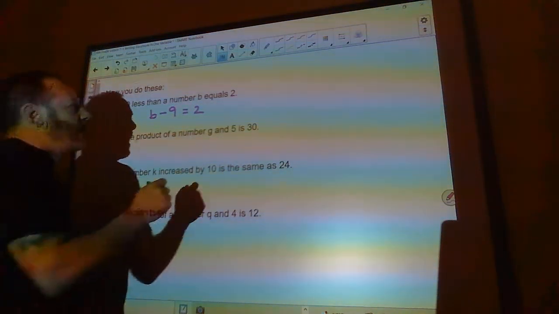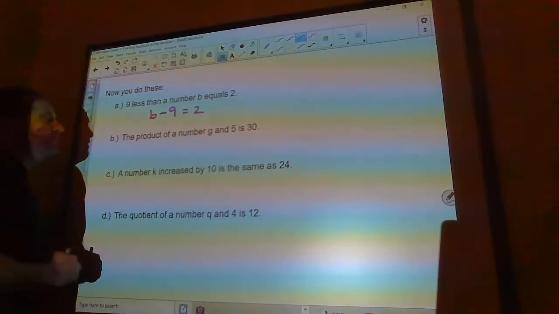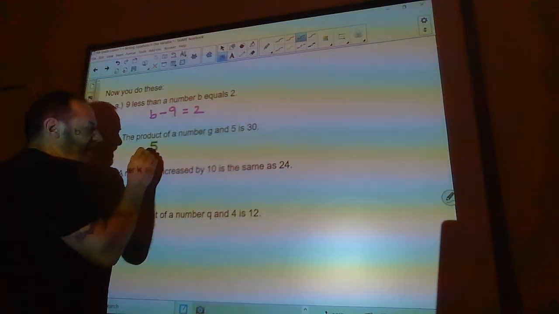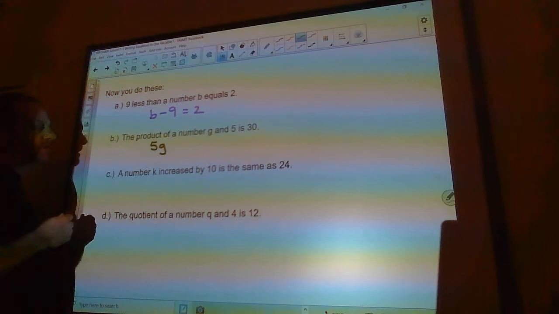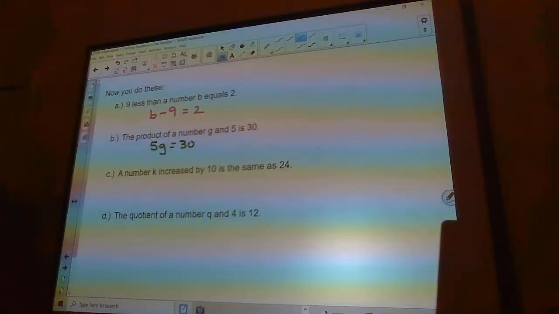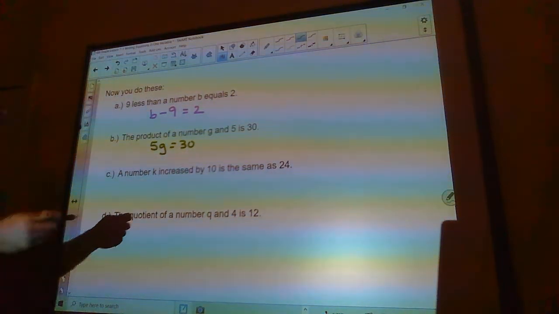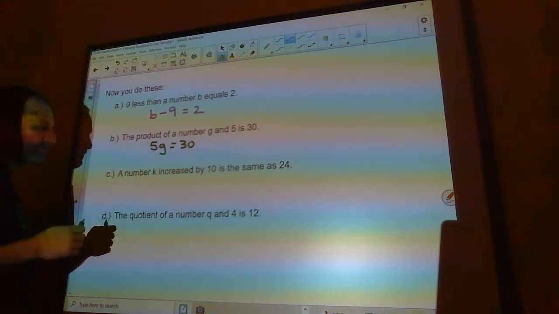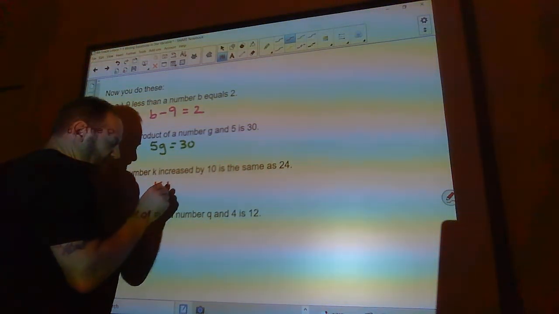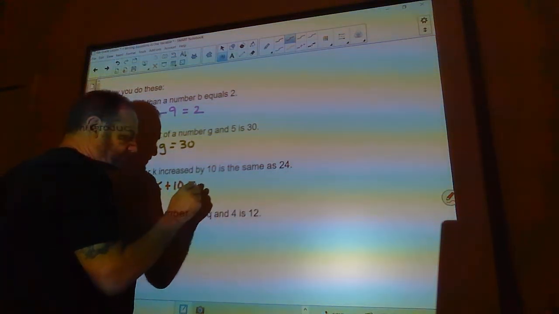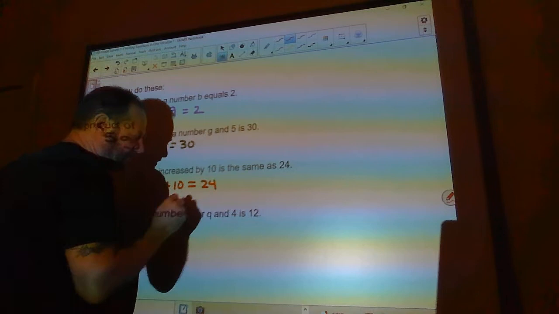Okay, next, the product. Product means multiply. So the product of a number g and 5, so 5g is 30. So you should have got that. A number k increased by 10. Increased means plus, of course. So k plus 10 is the same as, that means equals to, 24.